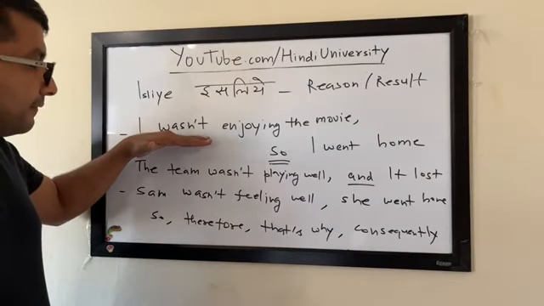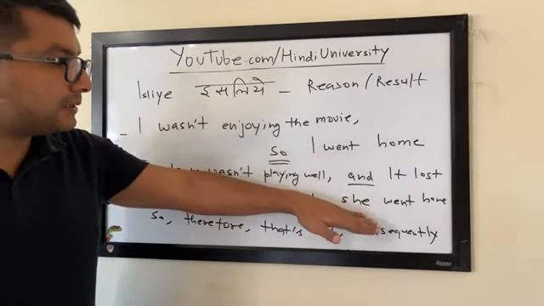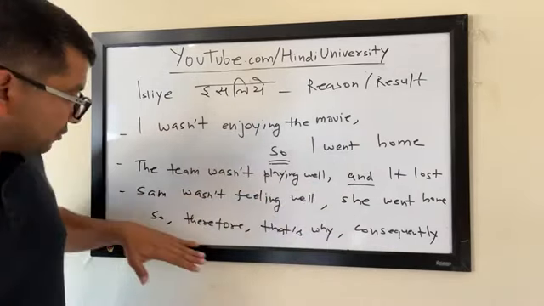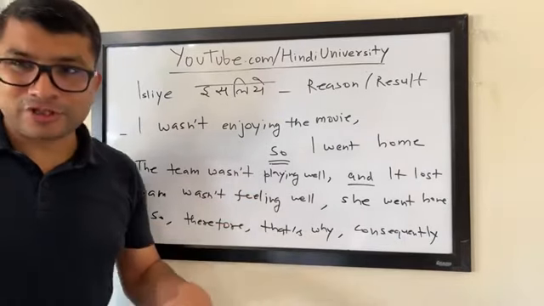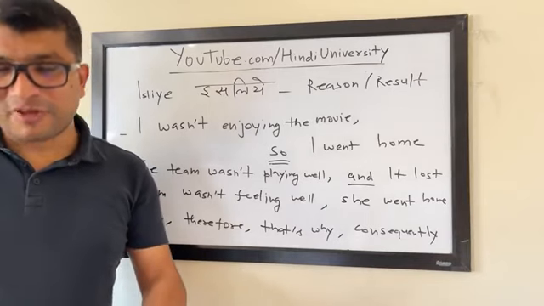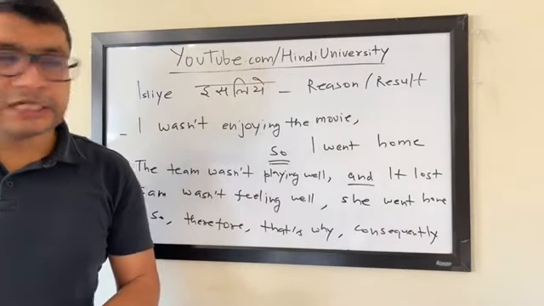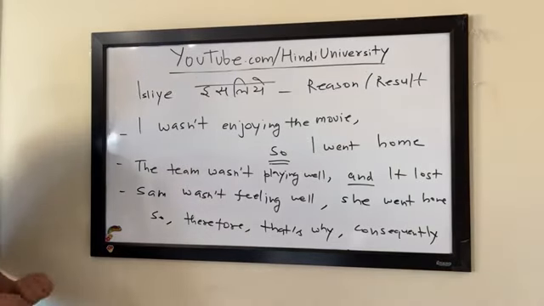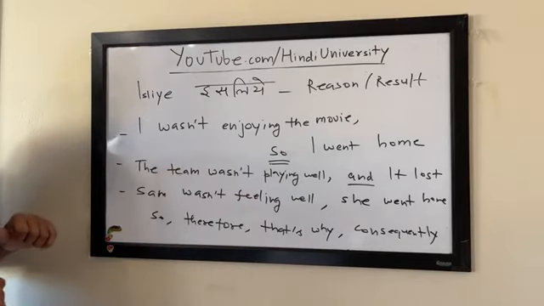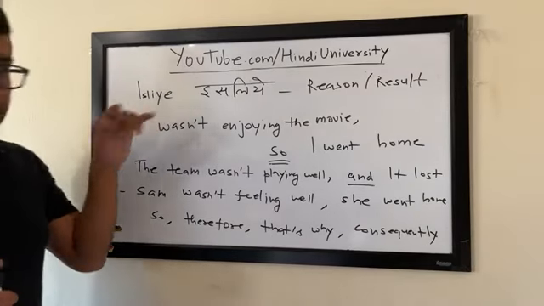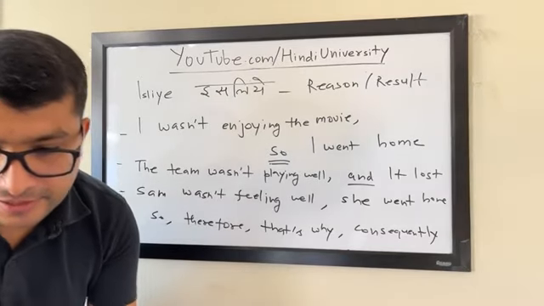All of them, the first one is showing the reason, second one is showing the result, and all of them are connected using these conjunctions or additional keywords. Some of them are nouns, some of them are adverbs. In Hindi, if you want to do the same thing, you will be using the keyword called isliye. Okay, isliye.